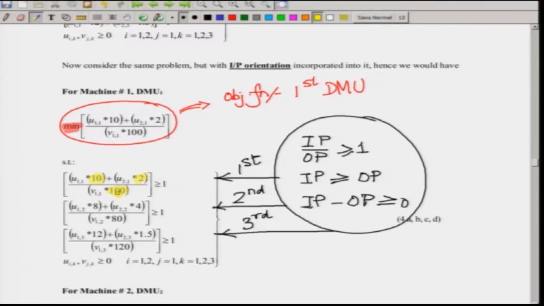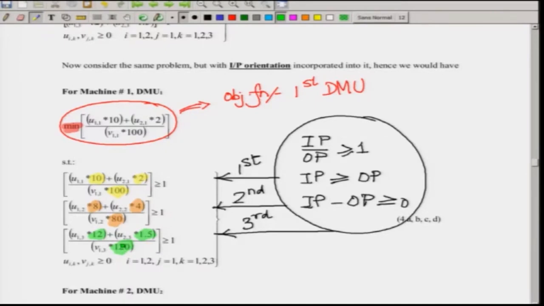input and output, where 10 and 2 are the corresponding units, or the conversion rates, being used for the input, and that 100 is the conversion rate or the units being used for the output. Similarly, when I go to the second DMU, I use the coloring scheme as orange, which I have already done. So, correspondingly 8, 4 and 80 are the conversion rates or the units for the inputs, which are 2 inputs and for 1 output. Similarly, when I use the coloring scheme green, which I had done in the last class, 12, 1.5 and 120 are the corresponding conversion units or multiplicative factors being used for the inputs and the output.